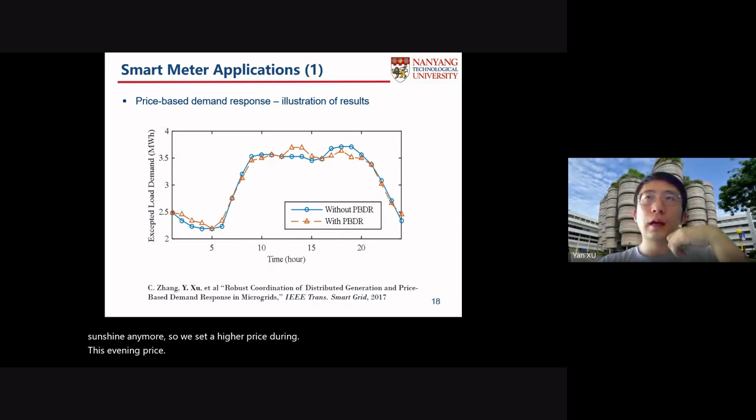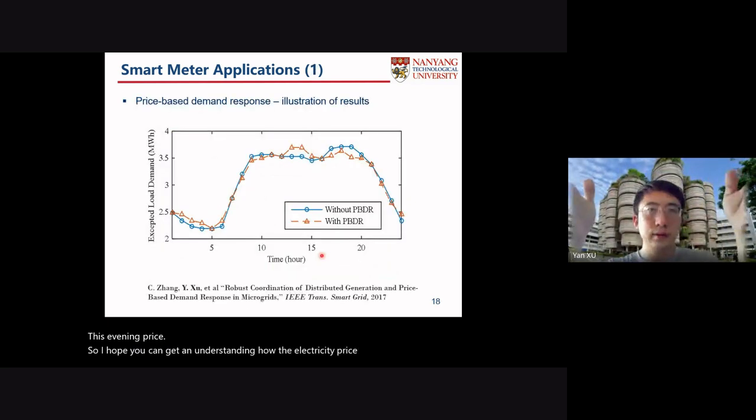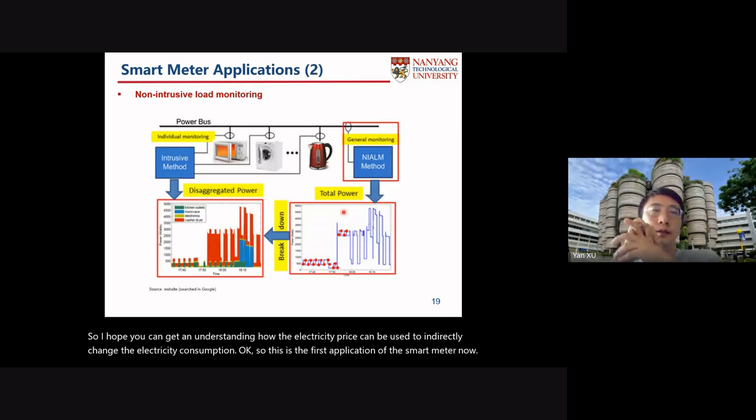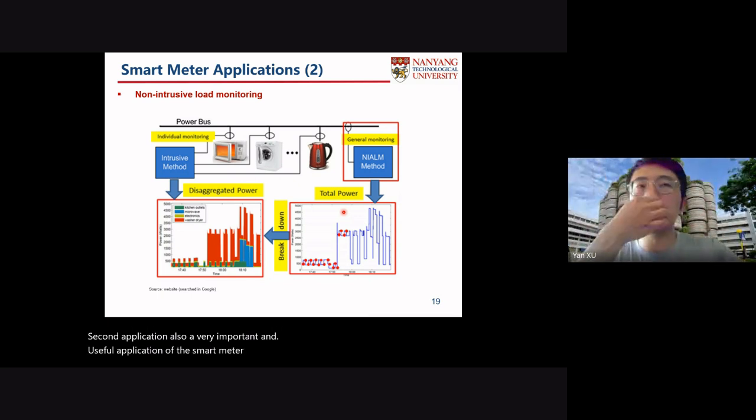So I hope you can get an understanding how the electricity price can be used to indirectly change the electricity consumption. Okay, so this is the first application of the smart meter. Now, the second application, also a very important and useful application of the smart meter, is to analyze the customer's usage pattern.